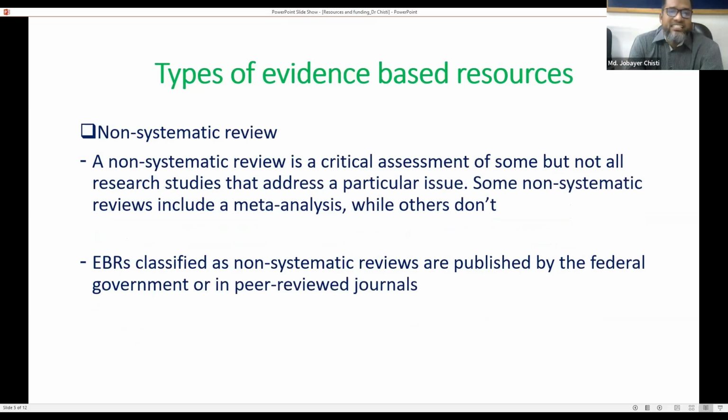However, the non-systematic review does not include all the evidence available globally. It might include the important evidence, and that might also depend on the choice of the investigators or the authors. And in evidence-based research, those classified as non-systematic reviews are usually published by the federal government or in peer-reviewed journals.